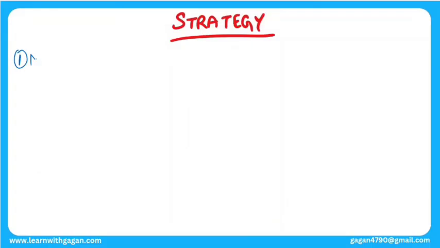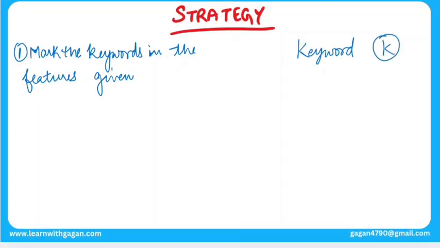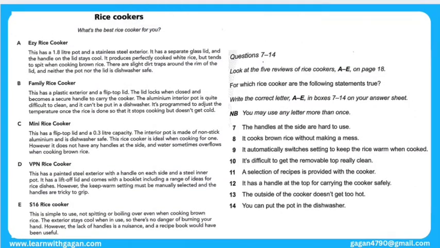First step is to mark the keywords in the questions. Mark the keywords in the features given in the question. So we call it the keyword, that is K. I'll show you with the example as we move forward.